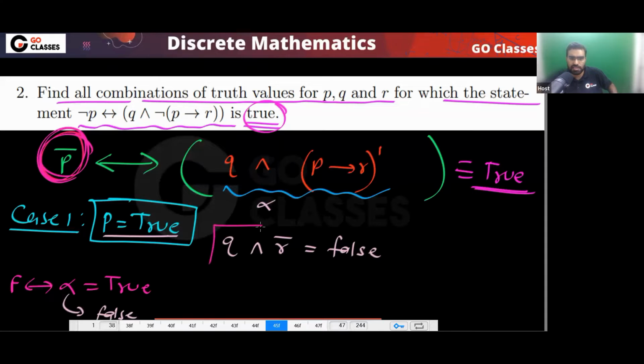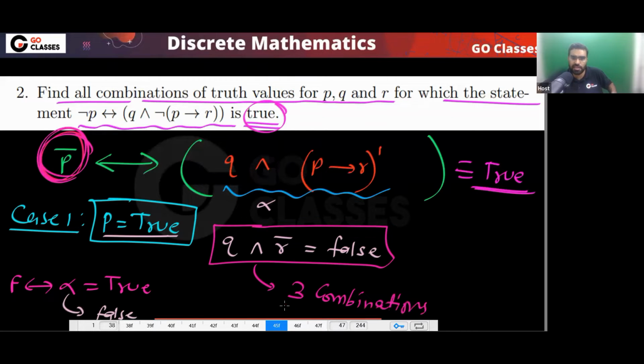Now you can easily see three possibilities, correct? So from here you got the answer. This is false. This is your conjunction. Q conjunction R bar is false. So three combinations are there, correct? So ultimately, in this case one, you got three combinations.